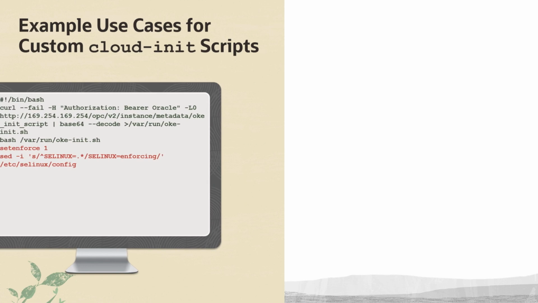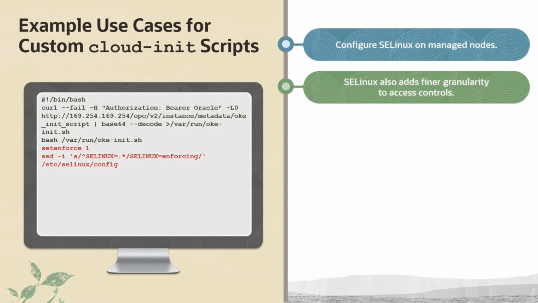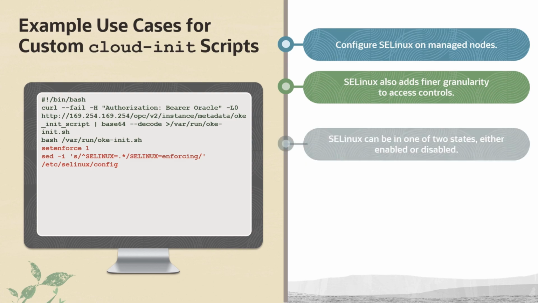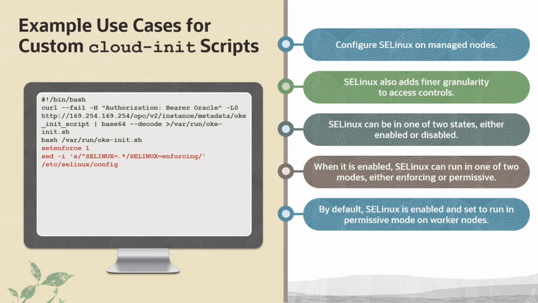In certain scenarios, custom cloud init scripts prove invaluable, especially when configuring Security-Enhanced Linux, also known as SELinux, on managed nodes. SELinux acts as a robust security enhancement for Linux, empowering administrators to define resource access rules. SELinux operates in two states, enabled or disabled, and when enabled, it can run in enforcing or permissive modes. By default, worker nodes run SELinux in permissive mode, logging events without enforcing access rules.